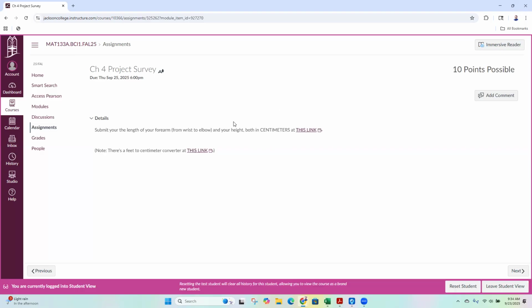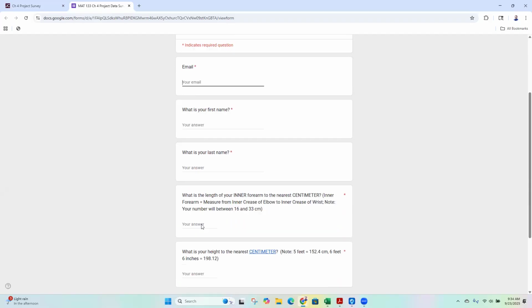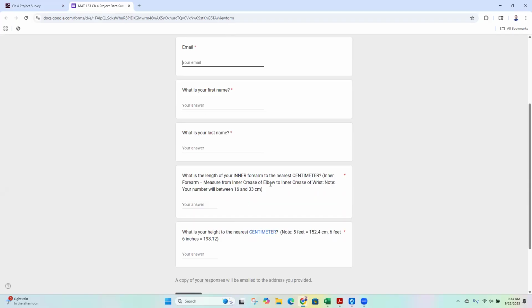Okay, so if you click on the link here in Canvas, it brings you here, and so here's a picture of your forearm. So measuring from your elbow to your wrist, how far is that in centimeters? And then your email, your name, what is the length of your inner forearm, and what is your height. Okay. So why are we asking for this?